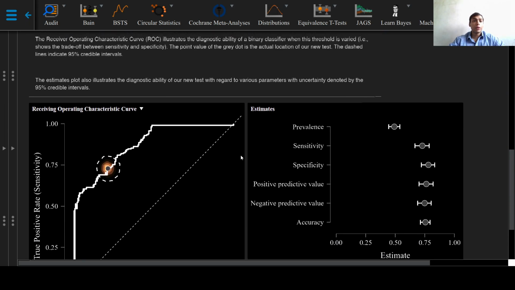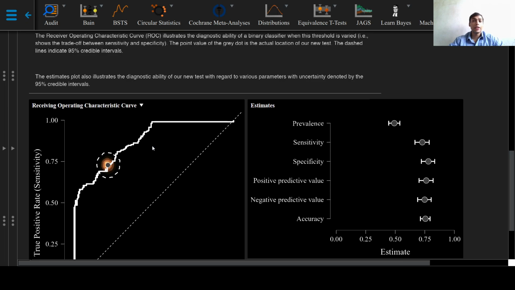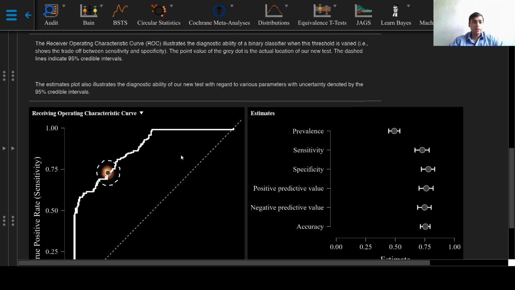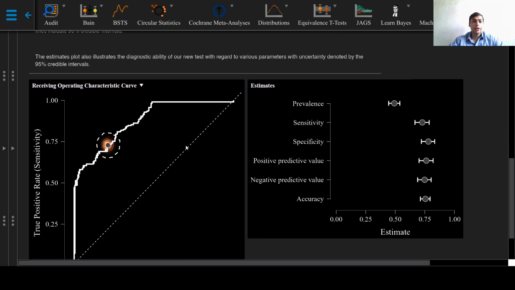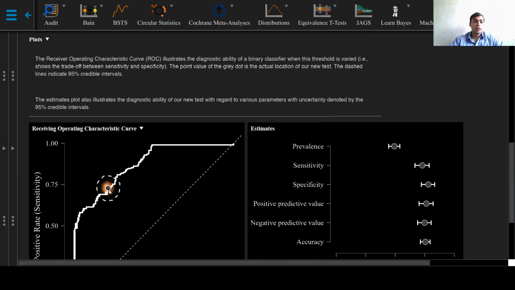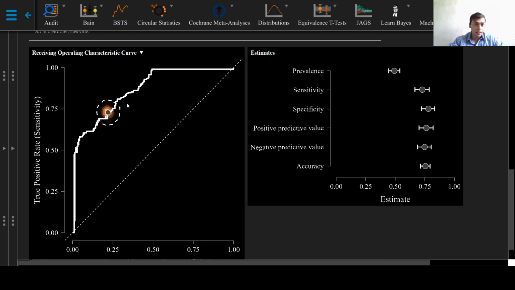The receiver operating characteristic curve, or the ROC curve, illustrates the diagnostic ability of the binary classifier when this threshold is varied. That is, it shows the trade-off between sensitivity and specificity. This gray point is the actual location of our new test, with the dashed line indicating 95% credible intervals.